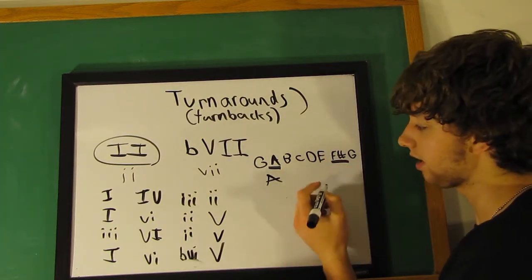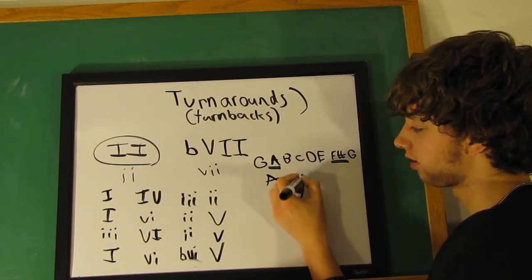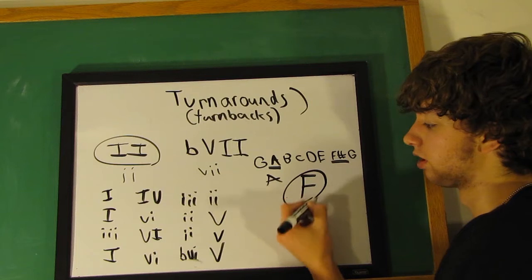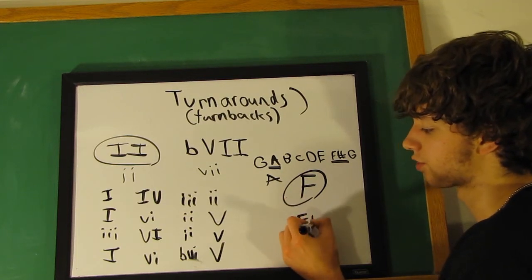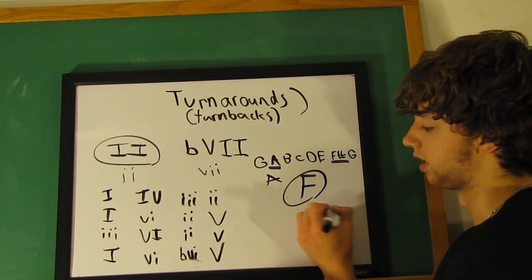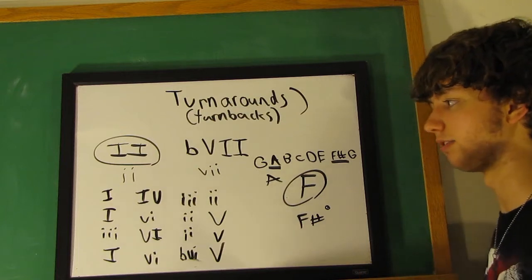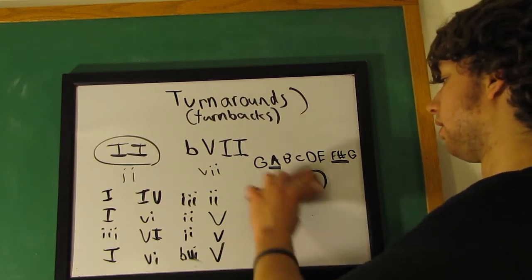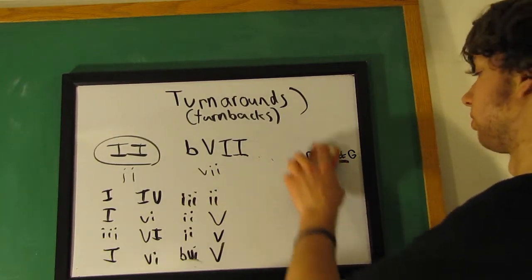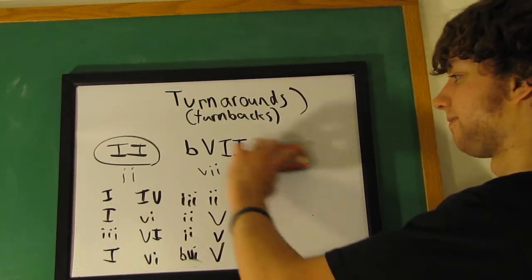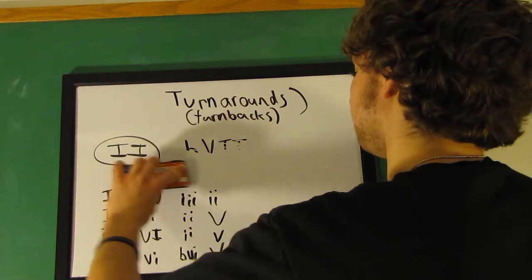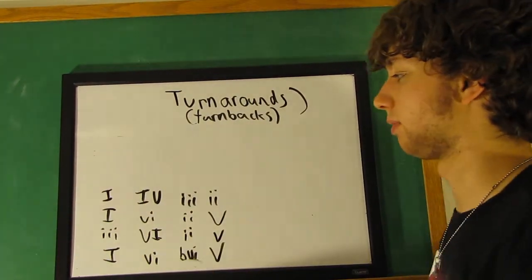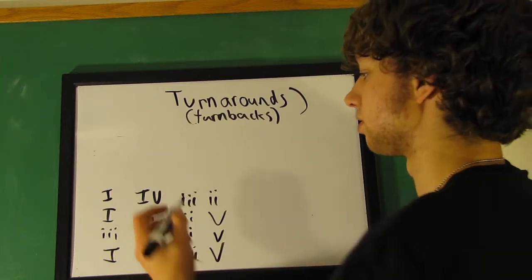So we flat it, we get F, typically be diminished, but now we have F major, where we would normally have F sharp diminished. So that's an example of how we would alter these chords to give us new chromatic, embellished chords, or whatever you want to say, to make things fancy. So here are some common turnarounds, and just to make it real, let's use the key of G.